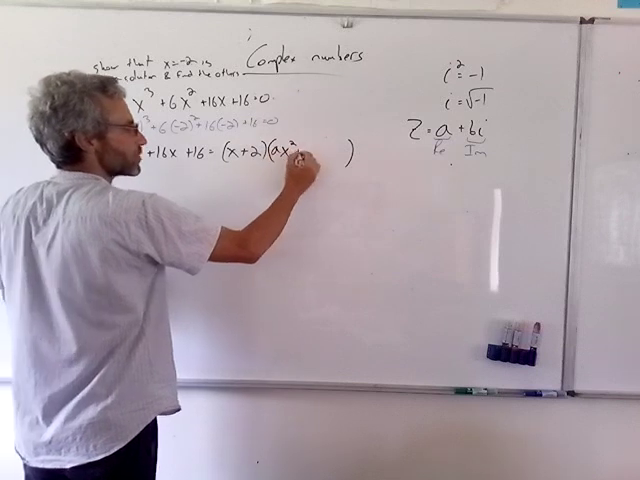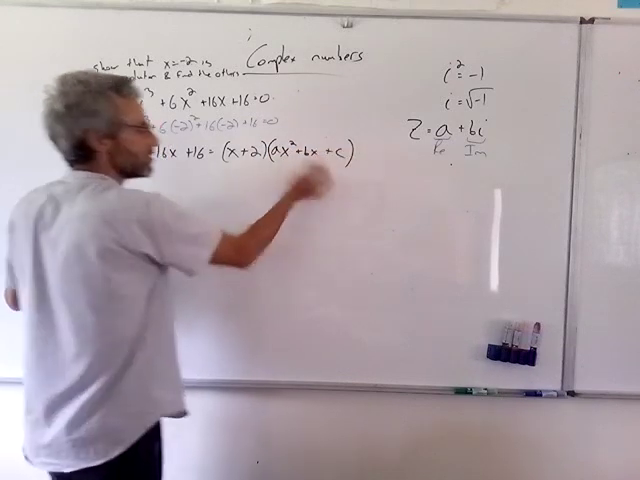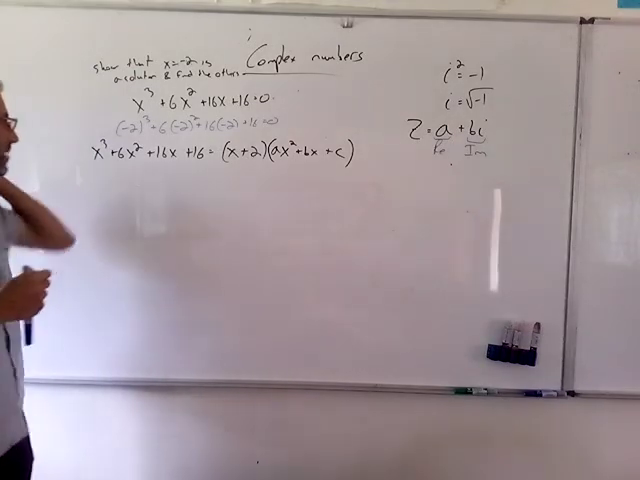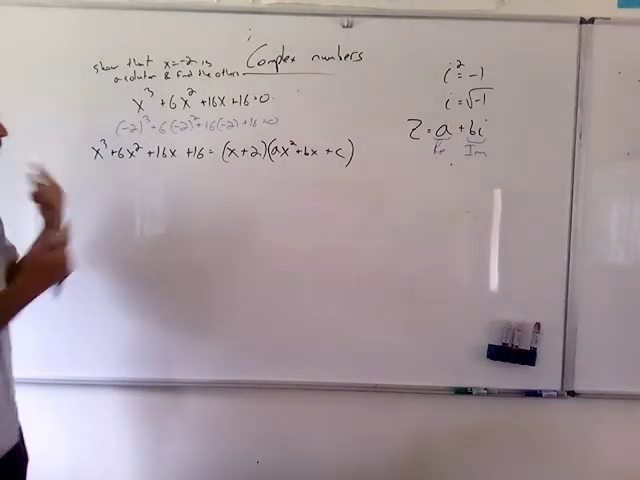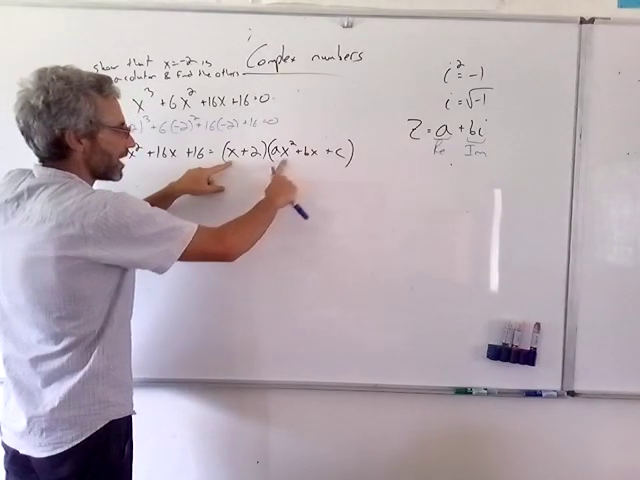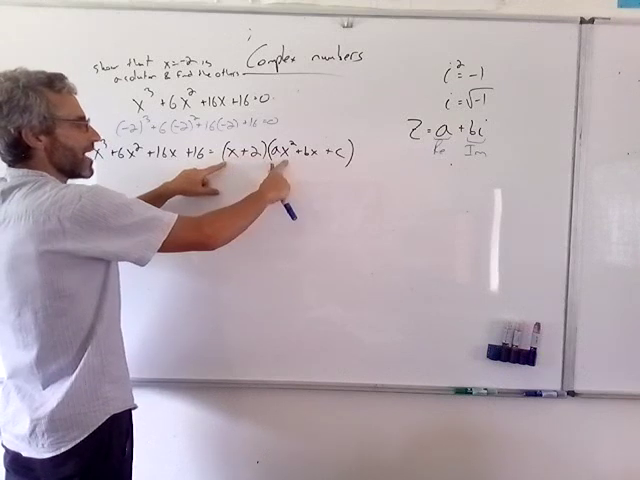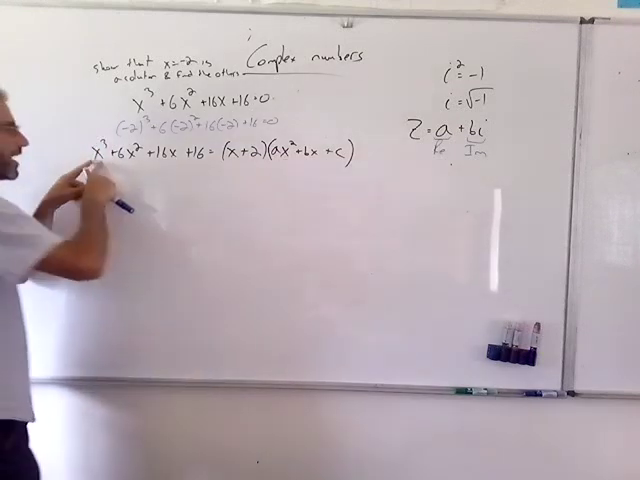I'll call it ax squared plus bx plus c. We need to determine a, b, and c. We determine them by inspection. And what does that mean? It means we start multiplying in our head here, and we make sure that these coefficients are right. So x times ax squared needs to be equal to x cubed.